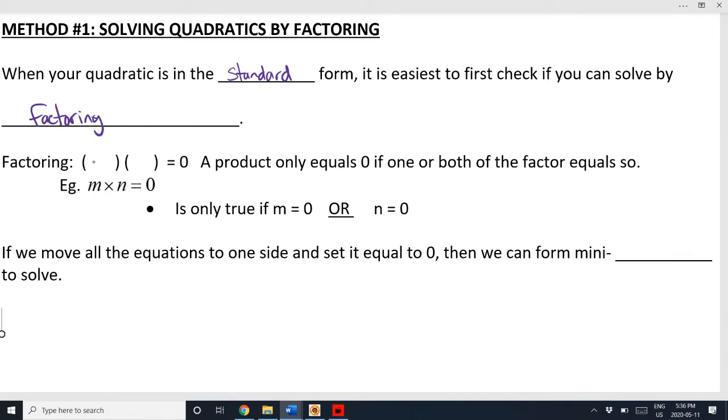So factoring means our first bracket times our second bracket equals 0. And a product only equals 0 if one or both of the factors equal 0. So these are our factors, and either the first bracket must equal 0 or the second bracket must equal 0. So this is only true if m is equal to 0 or n is equal to 0. We can move all the equations to one side and set it equal to 0. Then we can form mini equations to solve. Let's try some examples together.